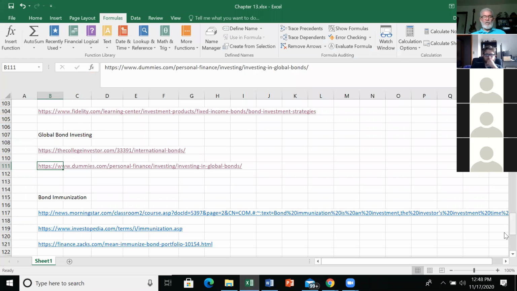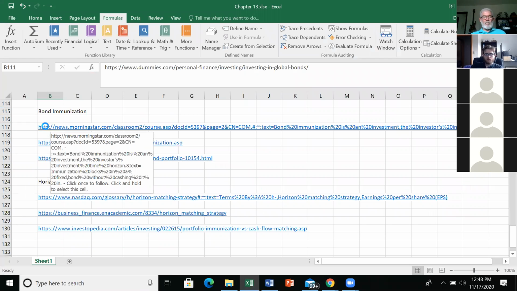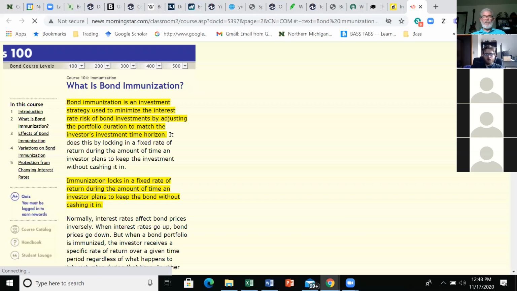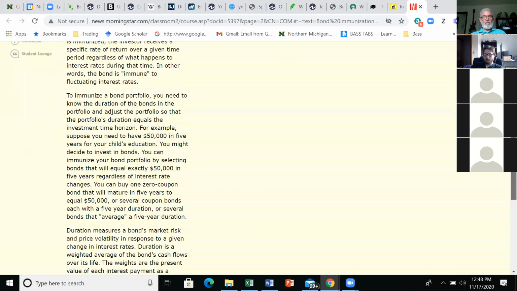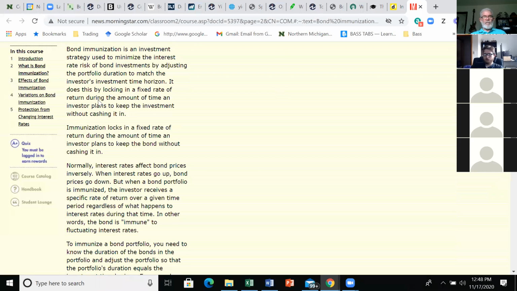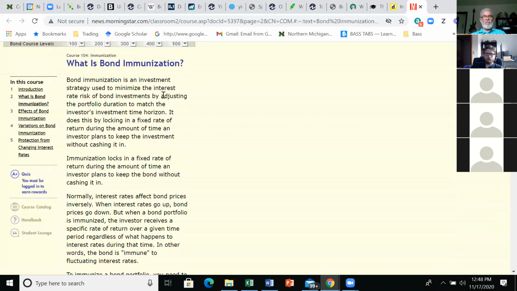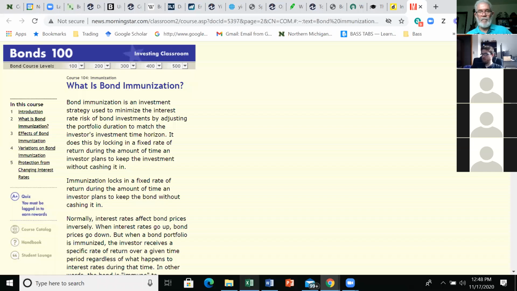And then on immunization, that's some Morningstar information. Morningstar is a really good website. Immunization: minimize the interest rate risk of bond investments by adjusting the portfolio duration to match the investor's time horizon. So we want to put together a combination of bonds, lock in a fixed return, so the investor can hold the investment to meet their horizon, which means, do they want to cash out in 5 years, 10 years? That's the horizon. So that's what we do.